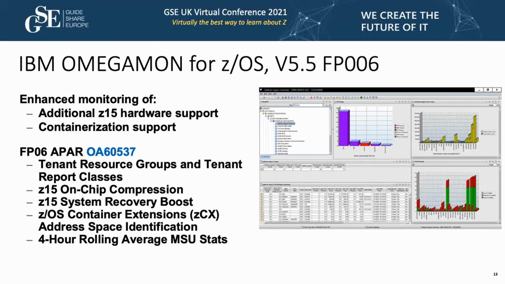It adds tenant resource groups and tenant report classes. It adds a view of z15 on-chip compression. It adds a view of z15 System Recovery Boost. Also, z/OS Container Extensions, as I mentioned earlier, it shows you the address spaces that are identified as zCX. And it gives you a new view of 4-hour rolling average MSU stats.